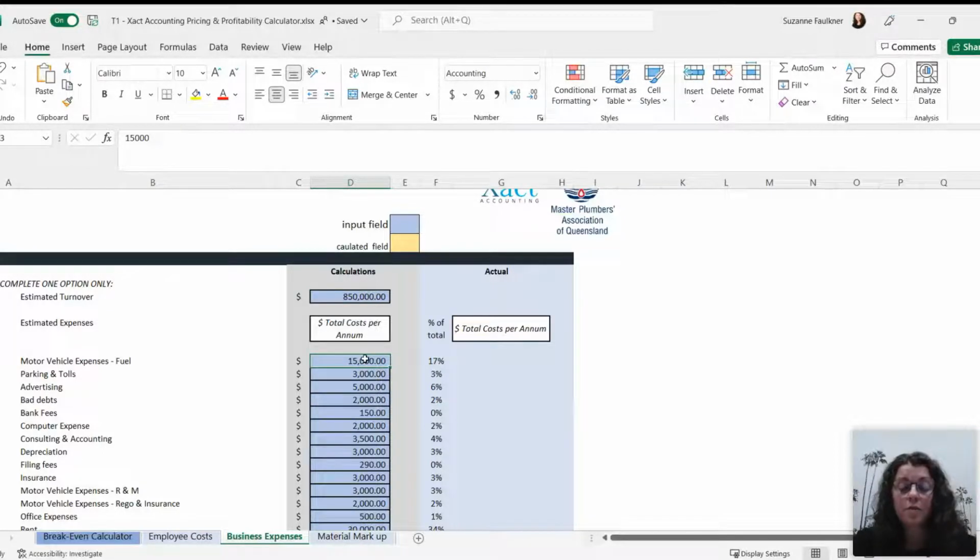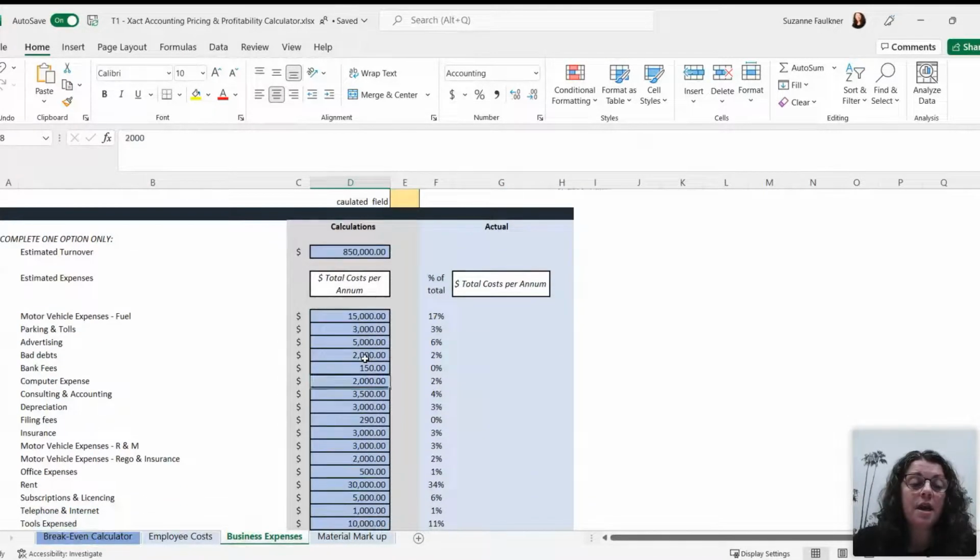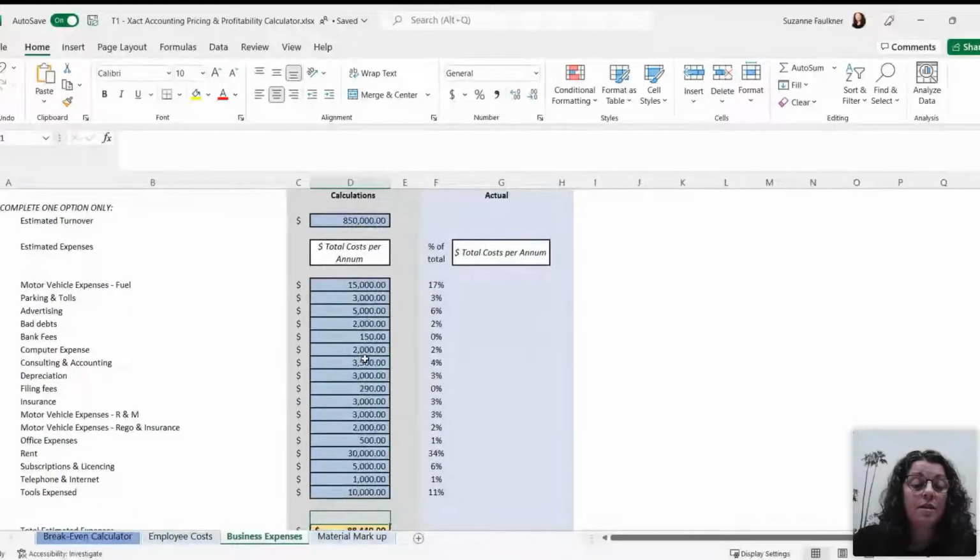And then it's a matter of just working through what your average costs are per year for all of these different items, which tend to be your fixed costs. Now, I know fuel changes all the time, but roughly speaking for you, you're looking at probably 10 to 15,000 per year for fuel. Yours might be more or less, again, depending on what you've got there. If you're running 2 vehicles or 3 vehicles, it might be a bit higher again. So just working out what you've actually got in terms of your costs there. Parking and tolls, advertising, etc. Just working through, putting all those costs in, rent and all those sorts of things.